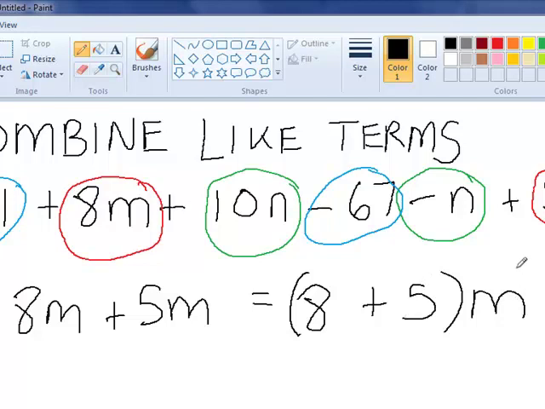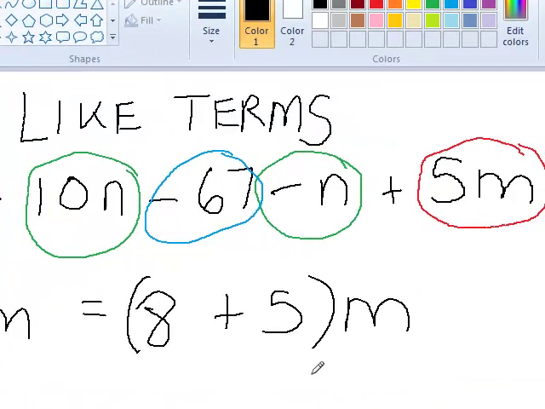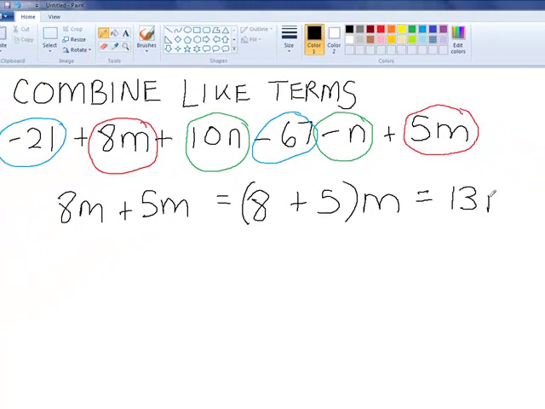That's the distributive property. Something times a sum results in the same thing as taking that first item in the product, multiplying it by each of the items, and then adding them together. Okay? A times (B plus C) equals A times B plus A times C. Either way, this ends up being 13M.